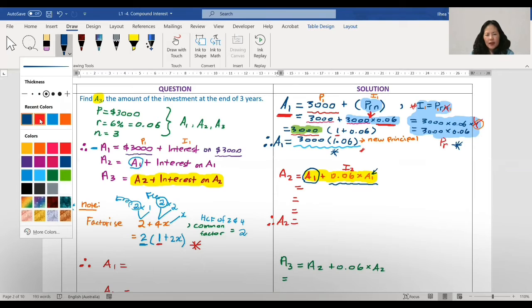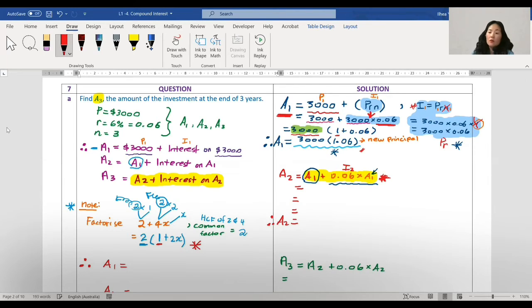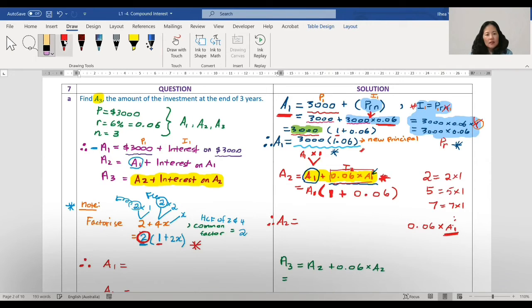What is my common factor here in this A2? What's the common factor of A1 plus 0.06 times A1? A1. Yes, A1 is your common factor. So Leilani, I took A1 out as my common factor. What do I have inside the brackets now? So what makes A1? A1 times 1. Factors of 2, 2 times 1. Factors of 5, 5 times 1. Factors of 7, 7 times 1. Take the A1 out. What do you have left?